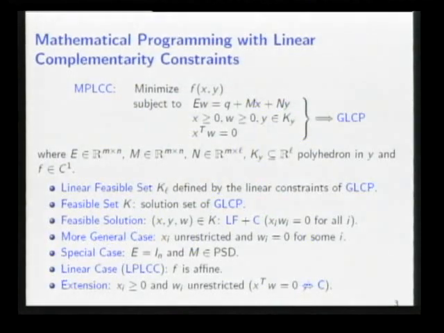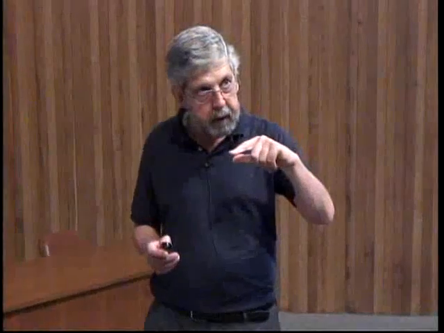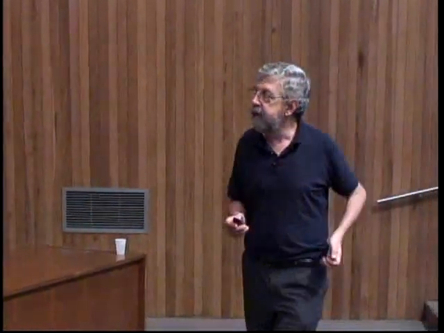And then a feasible solution means that you have linear feasibility plus complementarity. And complementarity means what? You see, x transpose omega equals 0, where x and omega are non-negative. This means that for all i, x_i times omega_i must be 0. That is, when one is positive, the other one must be 0. These variables are called complementary, and they are really difficult to handle.